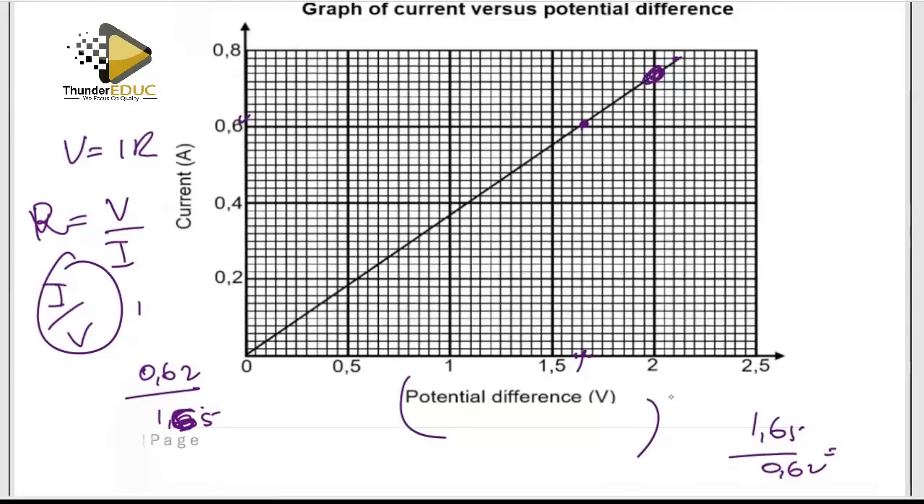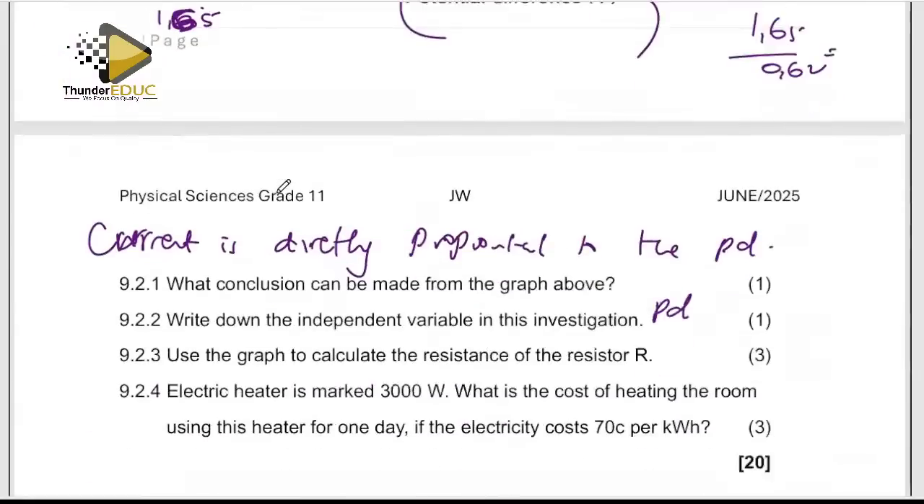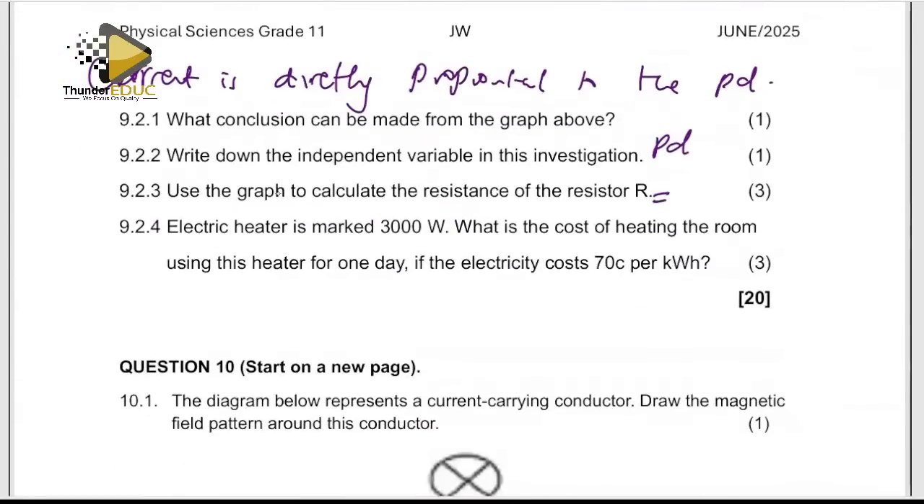Let's see with our calculator. We're saying that 1,65 divided by, not 25, 1,65. I'm dividing it by 0,62. It gives me 2,66. Okay, so my resistance is going to be 2,66 ohms.